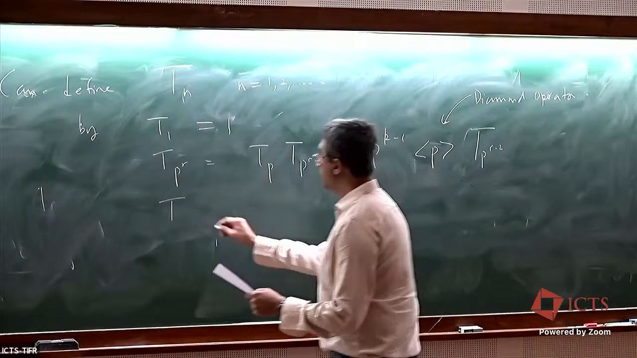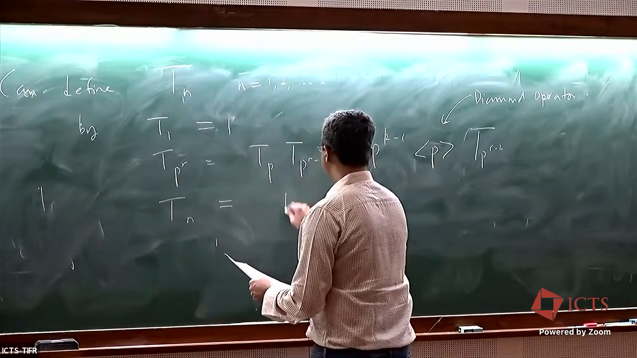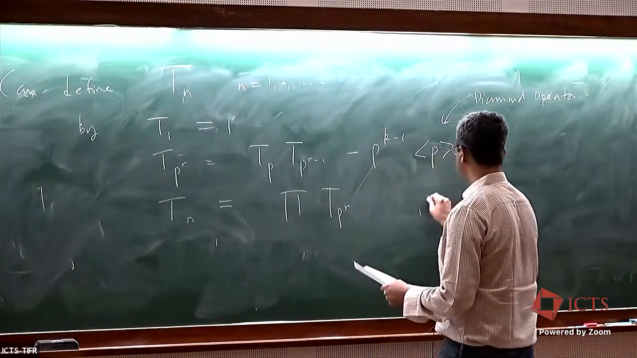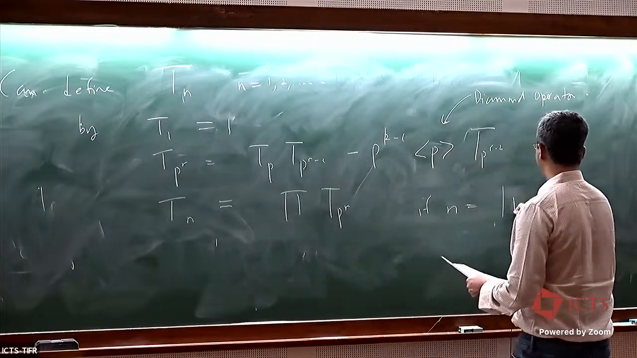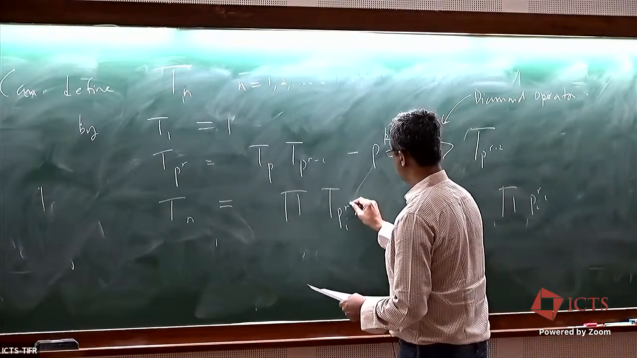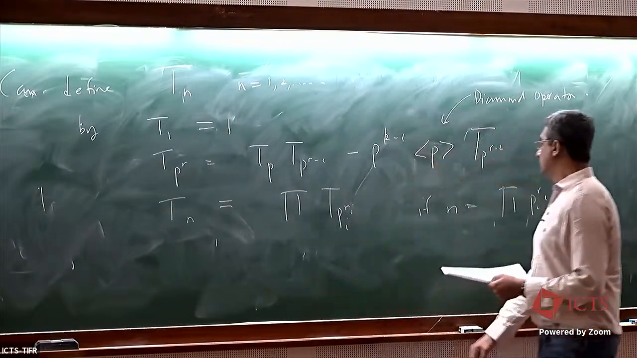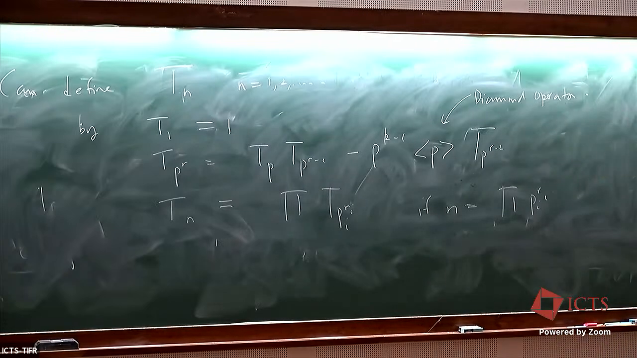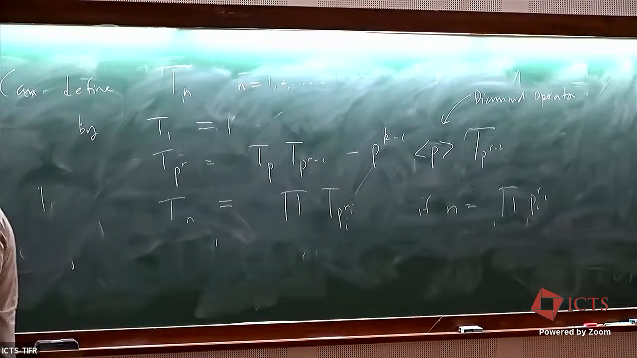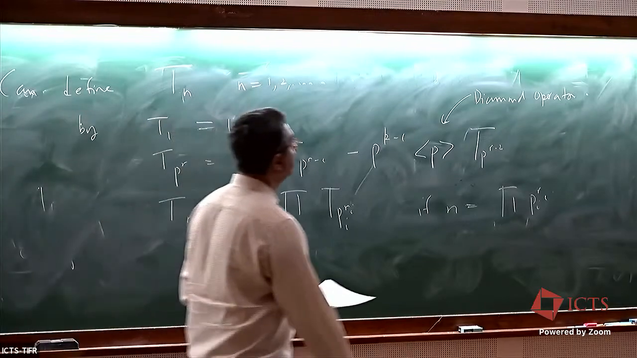Okay, so Tn is then the product of these TPRs, where n is equal to the product of P to the Ri. Write the prime factorization of n down and then just multiply all those operators together. So this is how Tn works. So, okay, you get Hecke operators for every natural number. Some more facts.